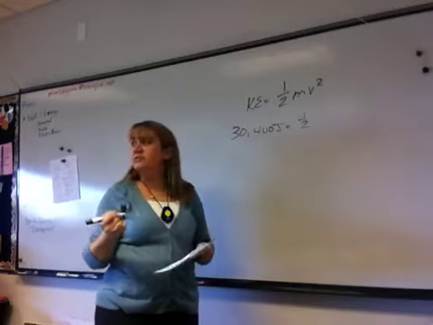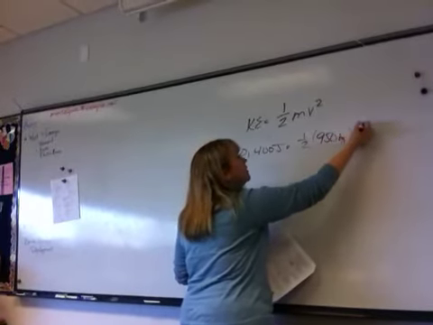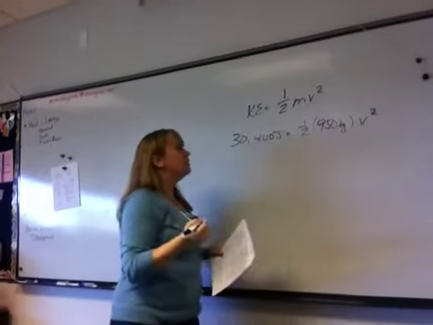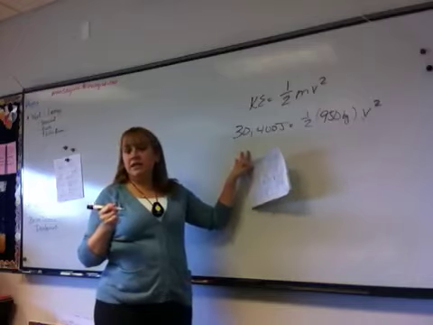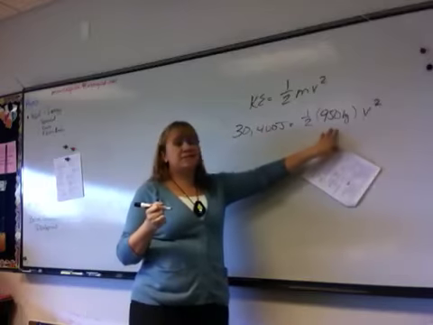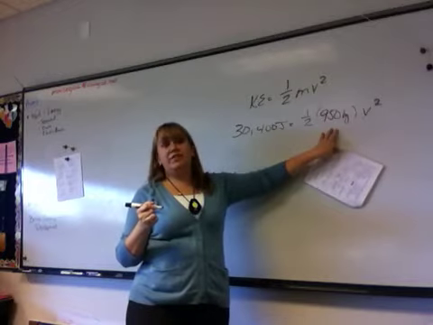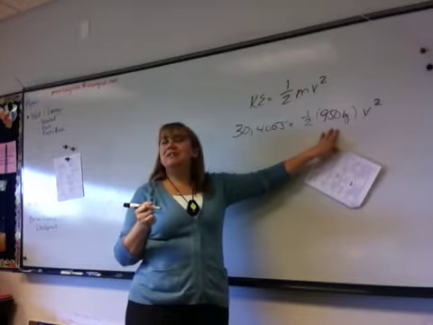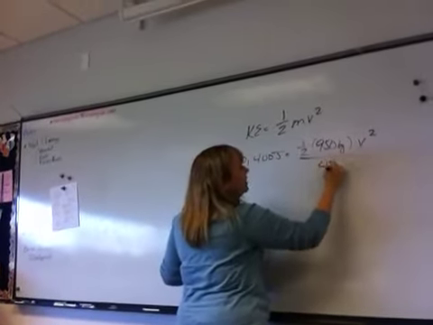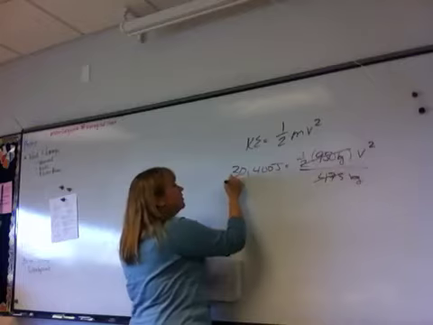Do we have the mass of the car? 950 kilos. All right, 950 kilograms. And we're trying to solve it for velocity squared. Do the little math. 30,400 joules equals 1/2 times 950. What is 1/2 times 950? It's 475. Okay, close. 475. So if we divide both sides by 475 kilograms, that's going to cancel this and all that out. Take this one over.